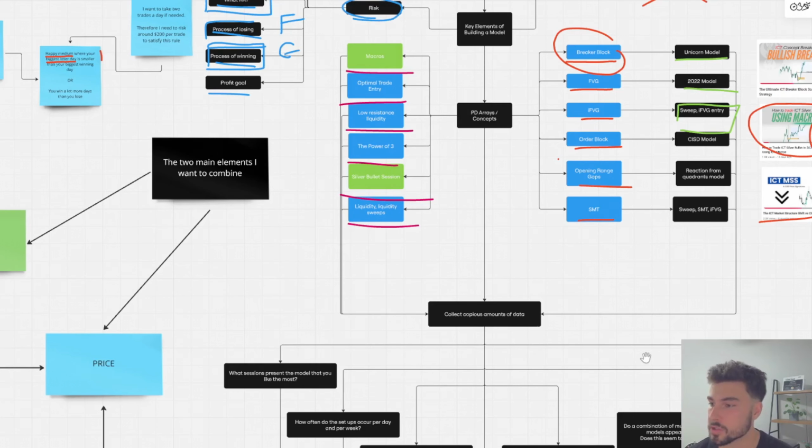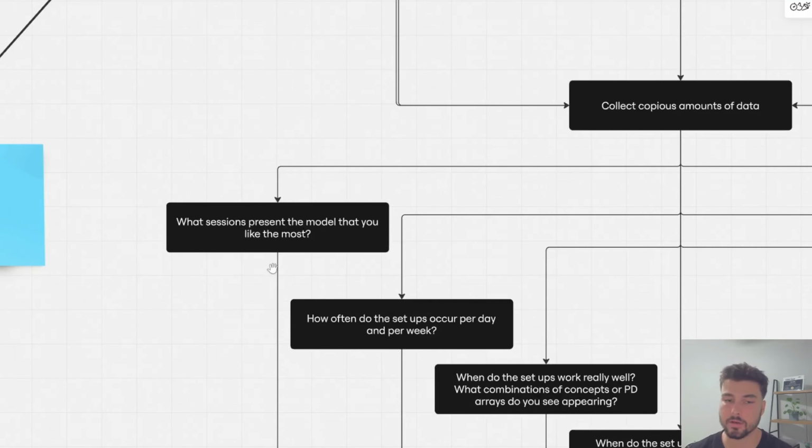Just knowing what an inversion gap is, or what a market structure shift is, or what a fair value gap is, it's not enough, because a PD array or a combination of PD arrays is just how you enter a trade. But knowing when they present, how they present, how often they present, in which sessions they present, and the combinations that work the best, that is what's going to build you a profitable model, which requires data collection and time. So be patient, take your time, and ask yourself these questions.